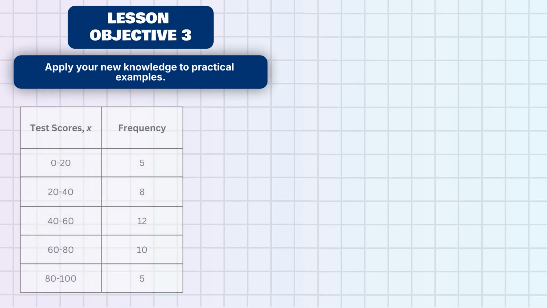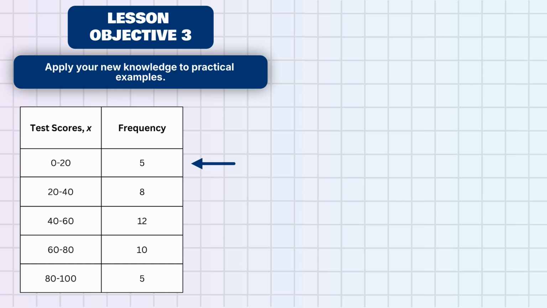Imagine you have the following frequency data for test scores of students in a class. 5 students scored between 0 and 20, 8 scored between 20 and 40, 12 scored between 40 and 60, 10 scored between 60 and 80, and 5 scored between 80 and 100.